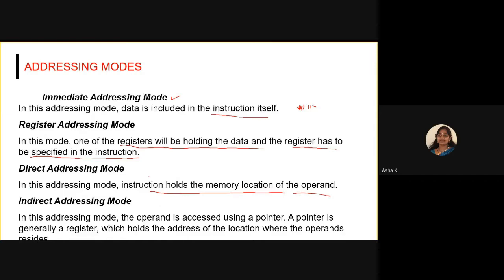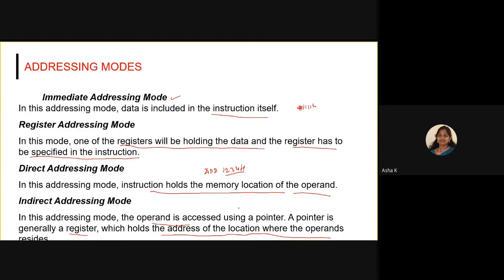Example, ADD 1234H, wherein the hexadecimal value 1234 is added with the content of the accumulator register and then stored in the accumulator register again. So the instruction holds the memory location of the operand. In the case of indirect addressing mode, the operand is accessed using a pointer. A pointer is generally a register which holds the address of the location where the operand resides.